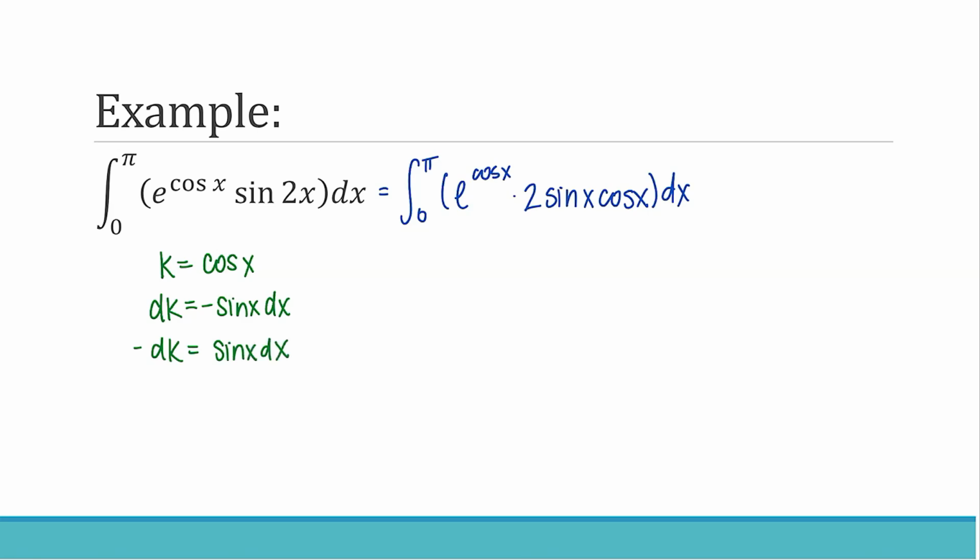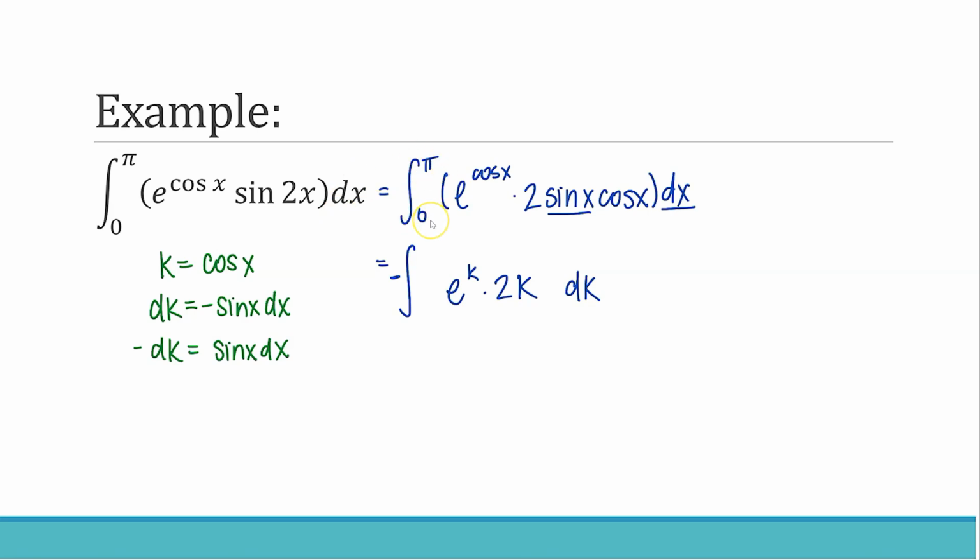So this problem is going to become the integral, and I'm going to ignore the limits of integration for the time being. It's going to become e to the u, e to the k, sorry about that. So anywhere there was a cosine, I'm going to put a k, and then we have a 2 there. The sine x dx becomes negative dk, so let's put the negative in the front and the dk in the back. And then cosine x again was k. So here's what we have. We have negative the integral of e to the k 2k dk.